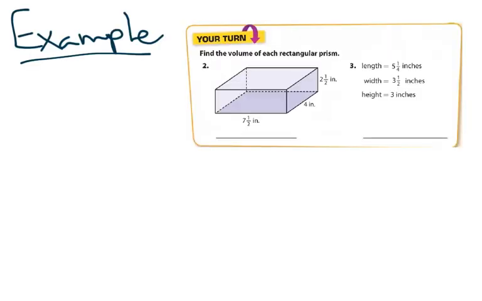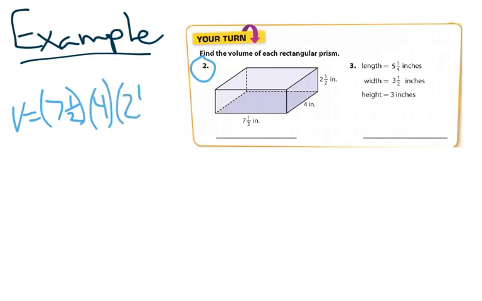So let's take a look at a couple of examples, and then that will be it. I like this because you get two different looks. In number 2 here, it comes with a picture. The picture definitely helps us visualize what's going on. But in order to find the volume, all we have to do is multiply things together. So 7.5 times 4 times 2.5.